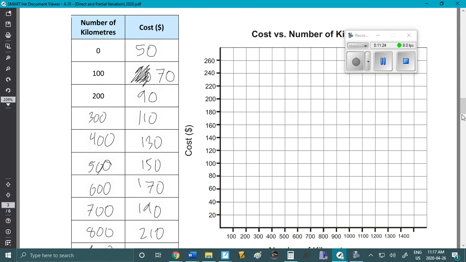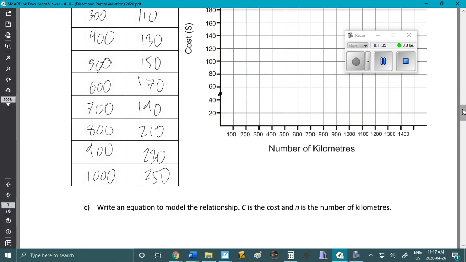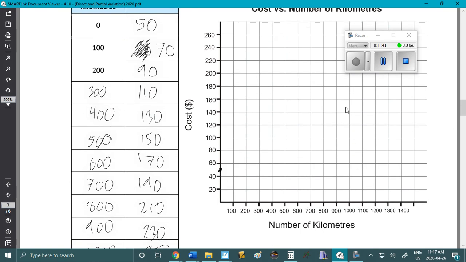And now I wanted you to graph it. Now, you might graph every single point. But check this out. 0, 50. So 0 kilometers, 50 bucks is about here. And the question is, how many points do you need to draw a graph? 1,000 goes with 250. So 1,000 is here.